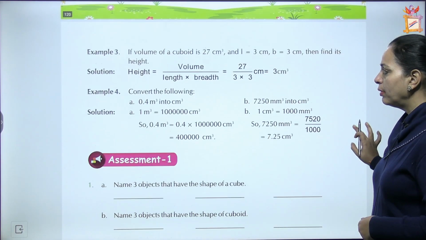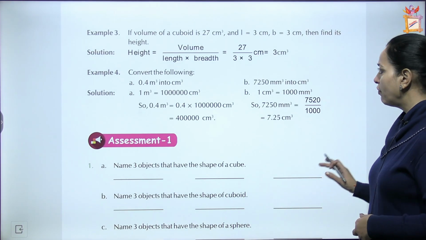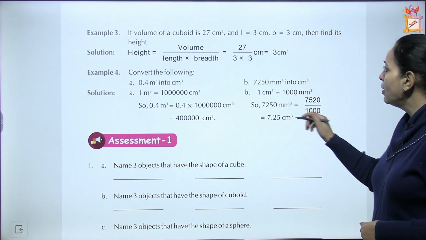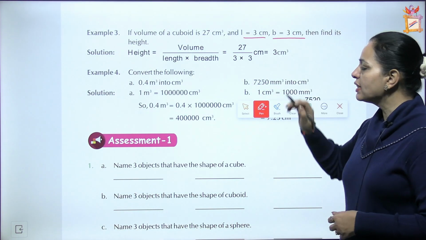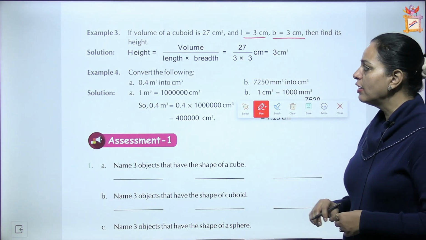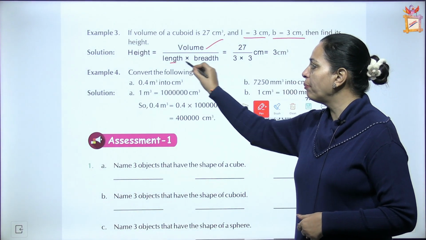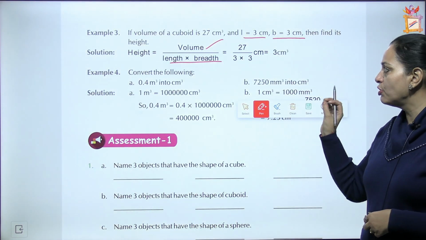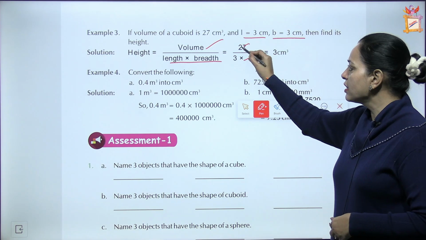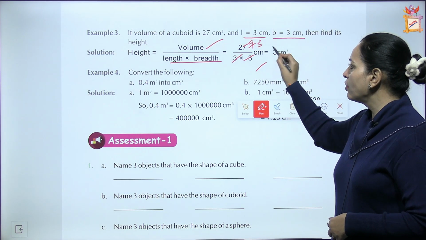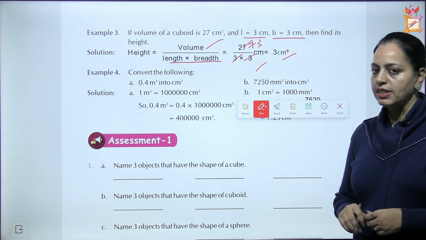See next, example 3. If the volume of a cuboid is given as 27 centimeter cube, length is 3 and breadth is 3 centimeter, find the height. So height is volume divided by length into breadth. Just substitute the values, cut it. So what is the answer? The answer is 3 centimeter.